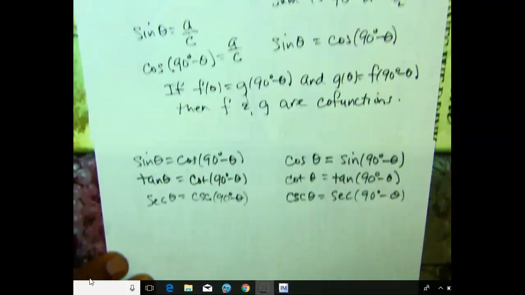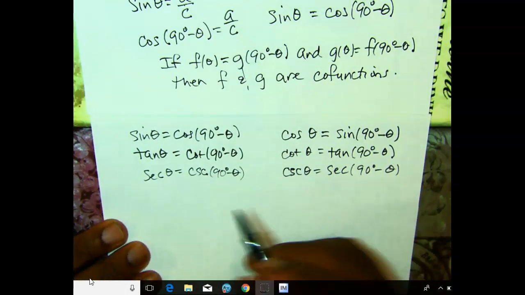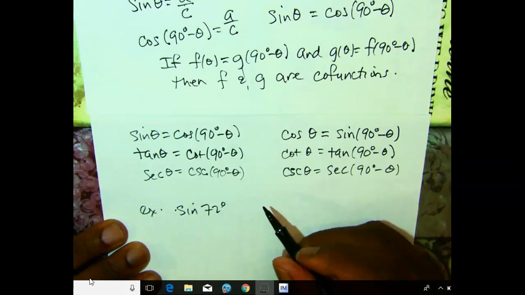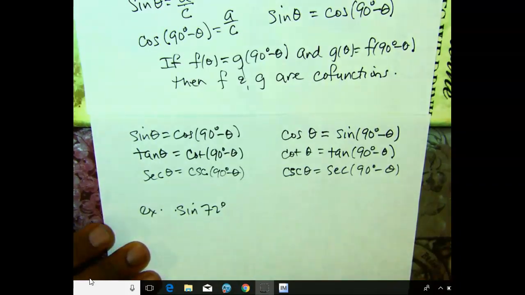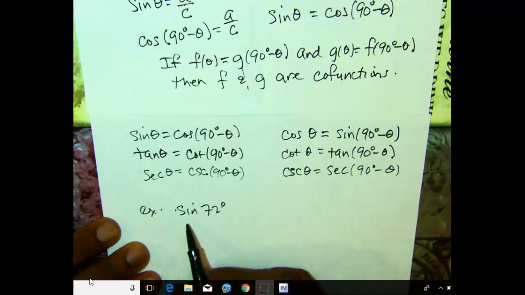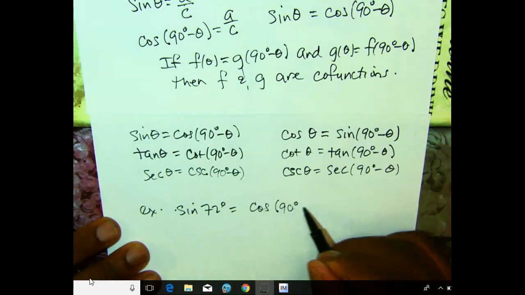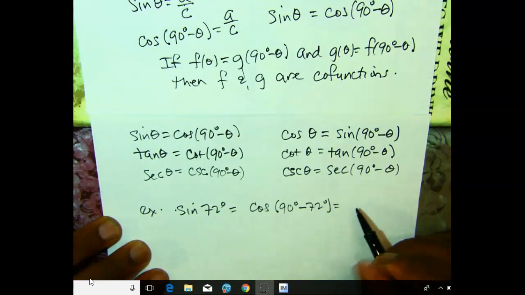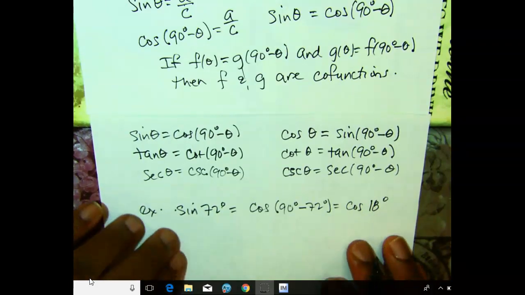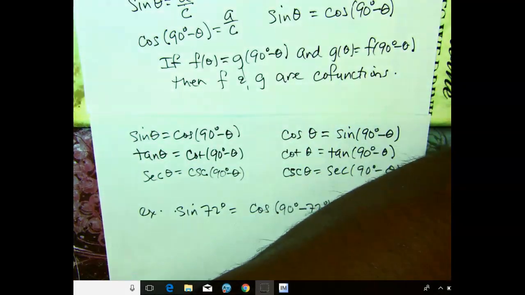An example from your homework would be: find a cofunction with the same value as a given expression. So let's say we had sine of 72 degrees. What would a cofunction value be? Well, cosine is the cofunction of sine. So sine of 72 degrees is equal to the cosine of 90 degrees minus 72 degrees, which is the cosine of 18 degrees. Let's verify that. Let's make sure that that's true.